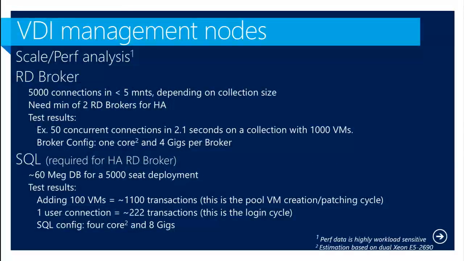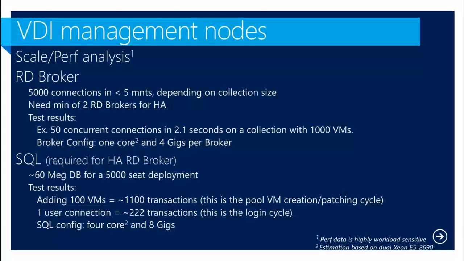The RD broker, same configuration, as in the same infrastructure, can handle 5,000 connections in less than 5 minutes. It depends a little bit on the collection size. The larger the collection, it'll take a little bit longer. With a smaller collection it could be half a minute or whatnot.